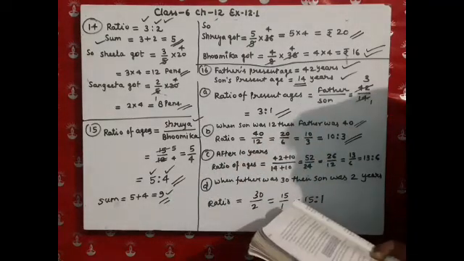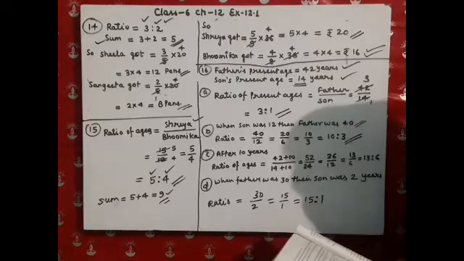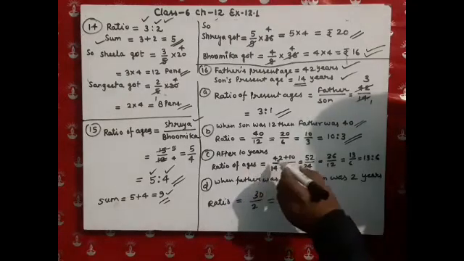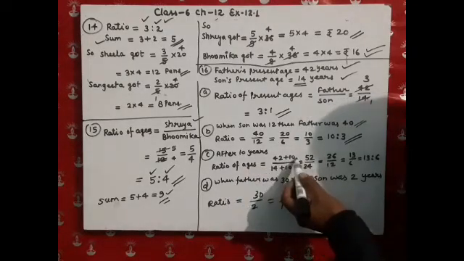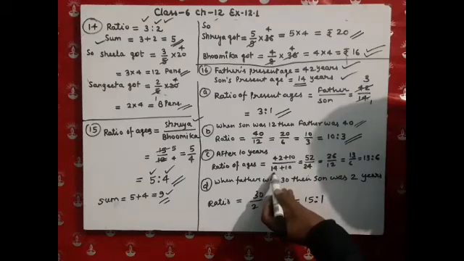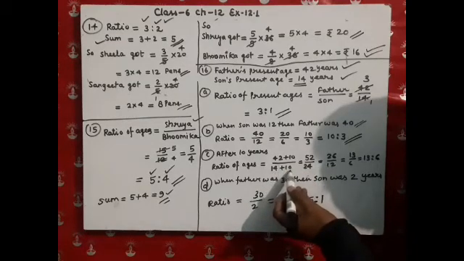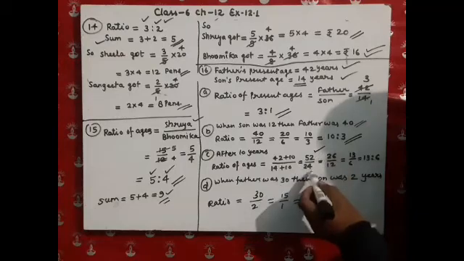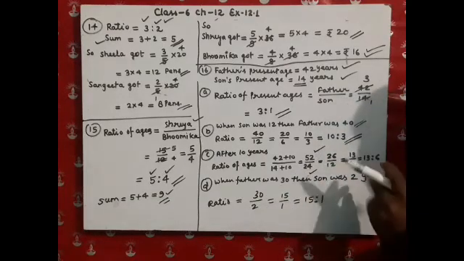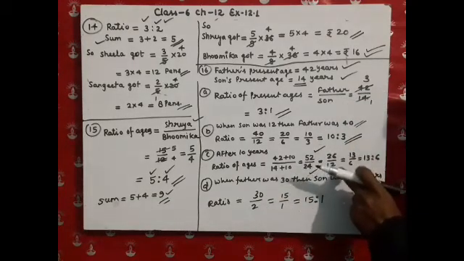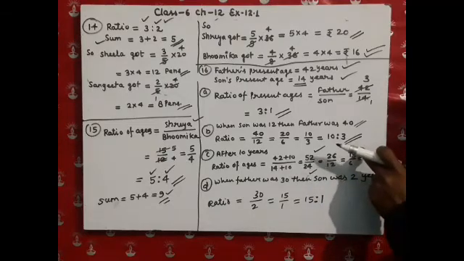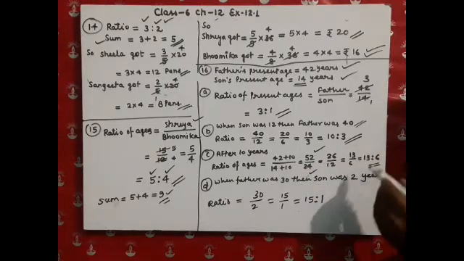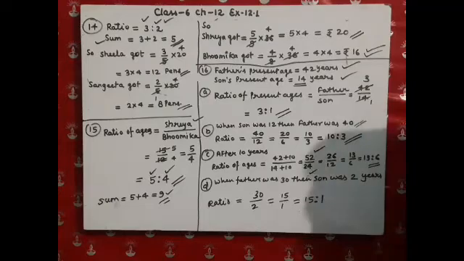Now I am going to part C, after 10 years. The question is saying that we have to find the ratio of the ages after 10 years. So after 10 years, the present age of the father is 42, plus 10, and the present age of the son is 14, so after 10 years plus 10. So it becomes 52 and it becomes 24. Now after dividing, it becomes 26 upon 12, meaning 13 upon 6. So we are getting the ratio 13:6.